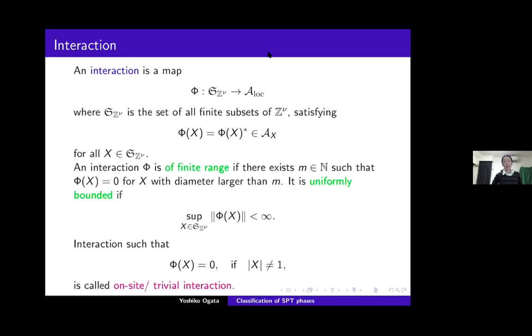And a physical model in this framework is defined by interaction. And interaction is a map. It's mathematically defined as follows. It is a map from the set of all finite subsets of the d-dimensional lattice to this local algebra, which satisfies this condition. Namely, for each finite subset X, we assign some element from the local algebra, but it has to be self-adjoint. It has to be localized at the region X.